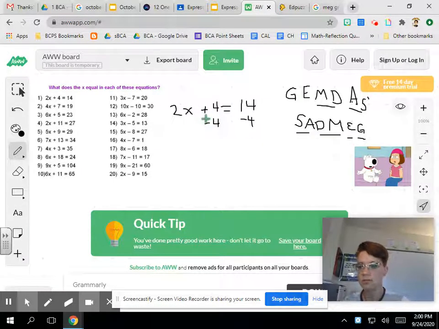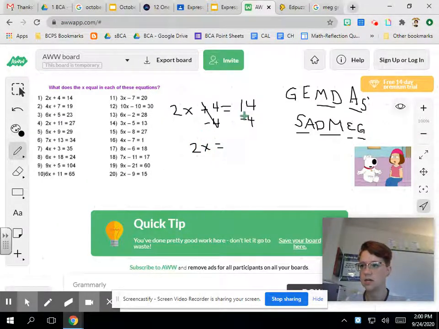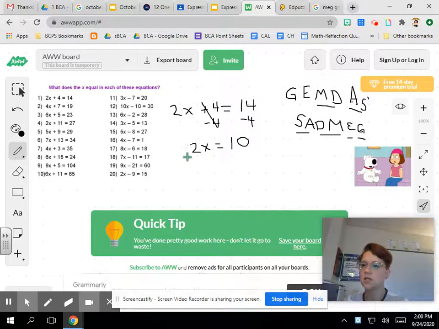Those are additive inverses. We know that's going to give us 0. When adding and subtracting, we like to get to 0. That gives us 2x on the left-hand side. And then 14 minus 4 gives us 10. On this side, we want to keep it balanced. So whatever we do to one side, we do to the other. So this is telling us 2 times x equals 10.